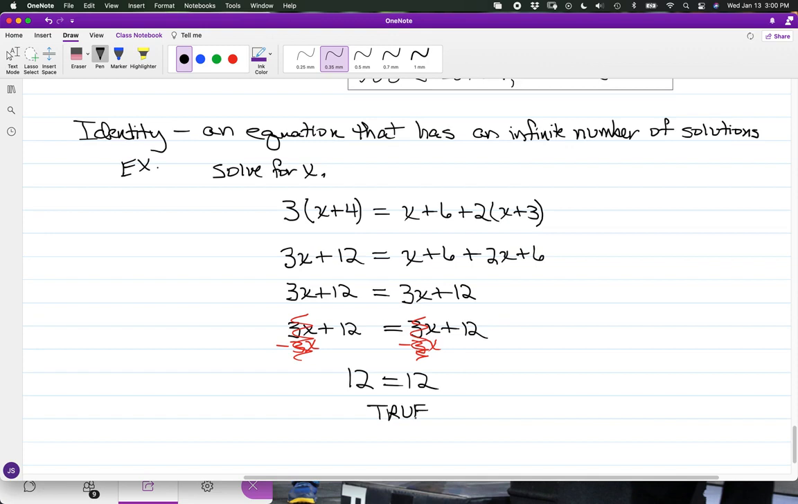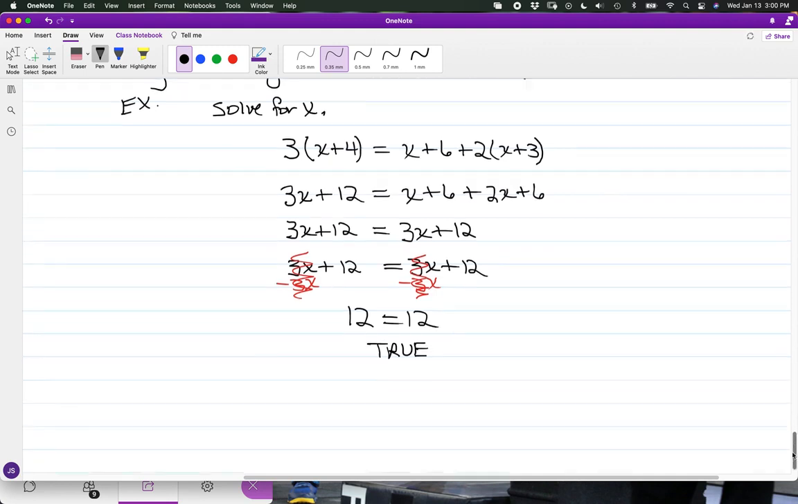And what this is going to signify is that x could be 0, it could be a positive value, or it could be a negative value. Anything you plug in for x, you're always going to have both sides end up equaling each other. And so we're going to have an infinite number of solutions. The way you can express this is to say we have all real numbers.